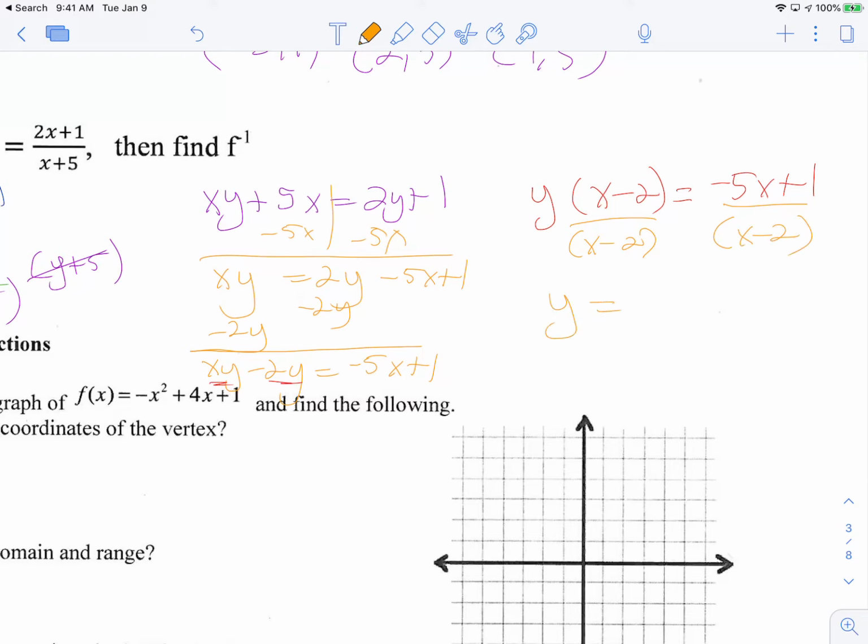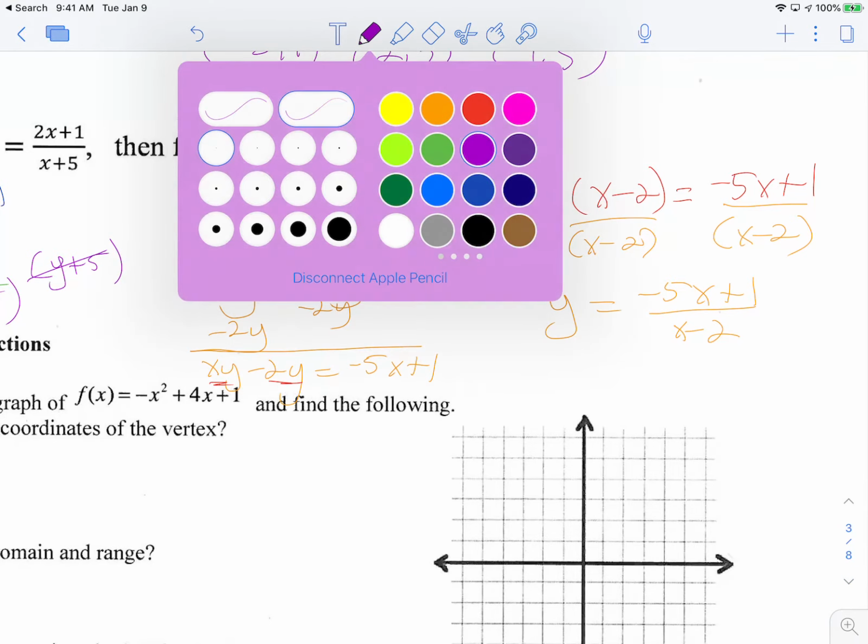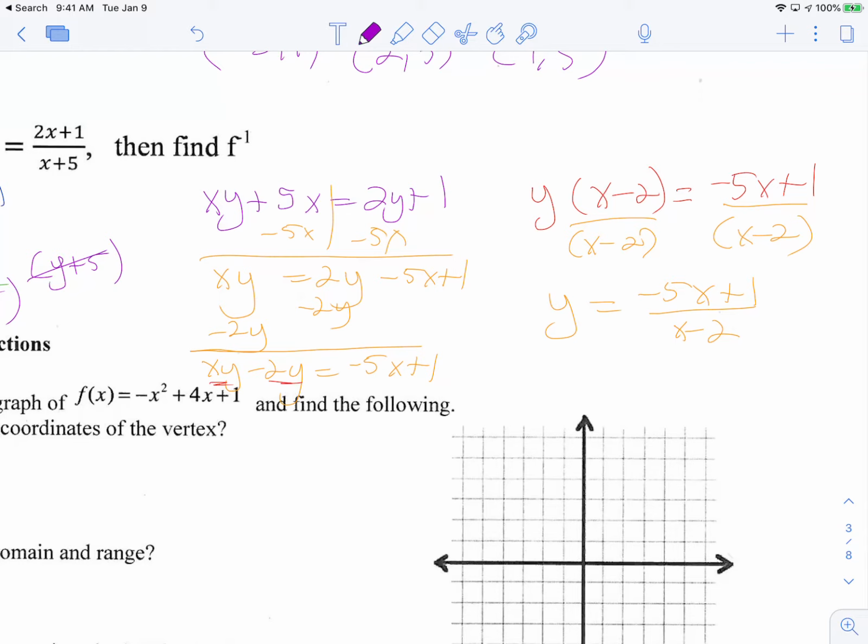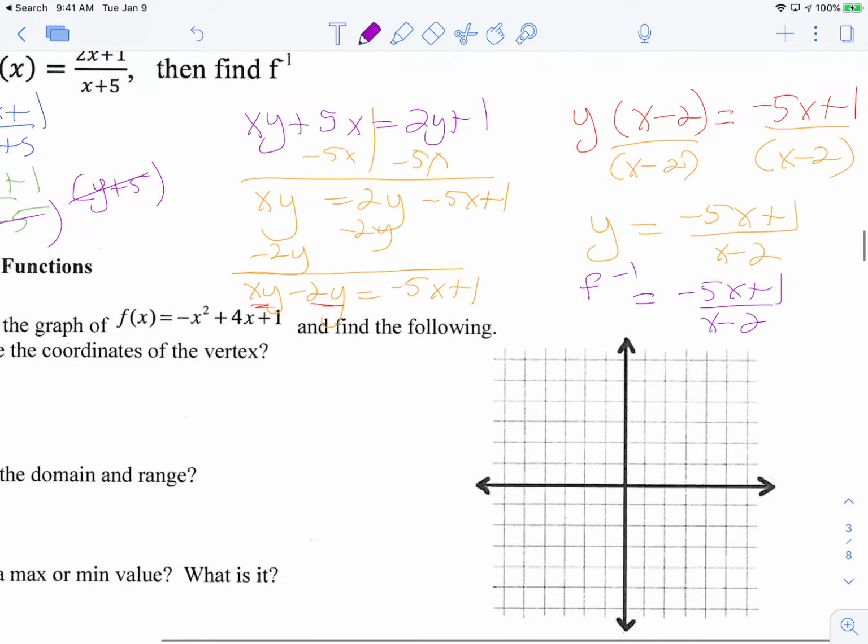And now we get y is equal to negative 5x plus 1 all over x minus 2. And it's multiple choice, so if you don't see y, then what you will see is definitely f inverse. So f inverse of x is negative 5x plus 1 over x minus 2.